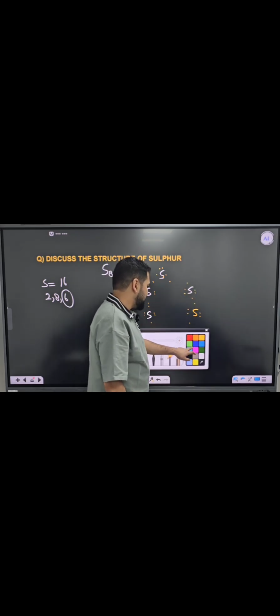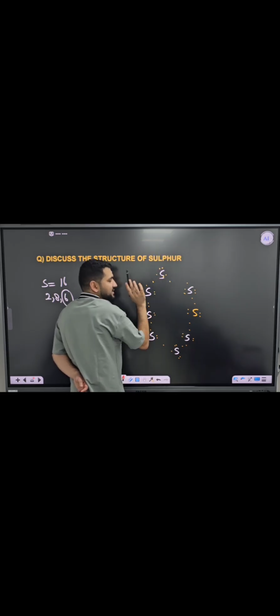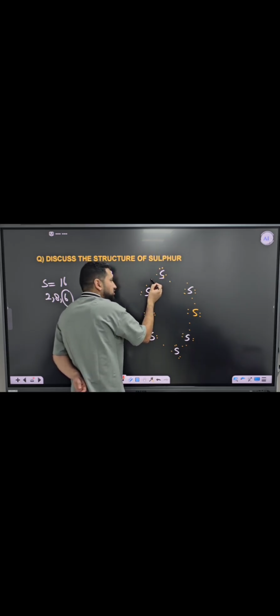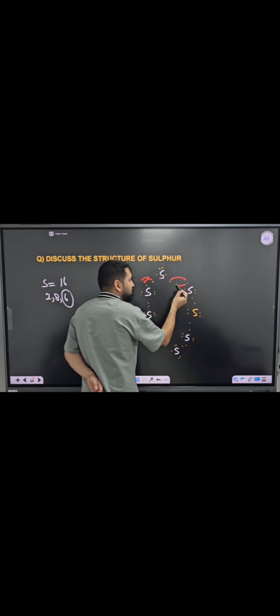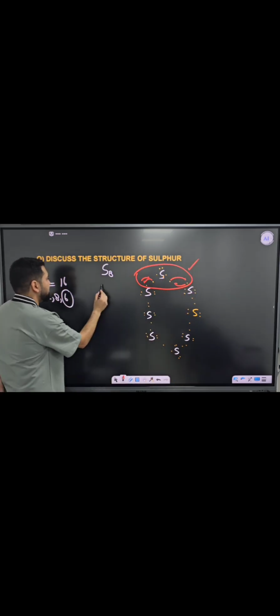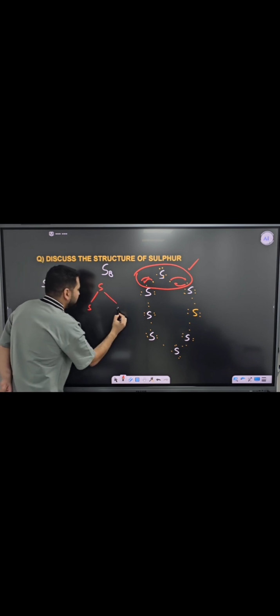How will this sulfur gain stability? Quite simple. This sulfur has 1, 2, 3, 4, 5, 6, right? It will share this electron with this sulfur, and in return we get an electron from this sulfur. From this side, again it will share its electron with the other sulfur, and in return we get one back. Now look here. Is this sulfur stable? 1, 2, 3, 4, 5, 6, 7, 8, right? That's stable. So sulfur makes a single bond from this side and a single bond from this side.